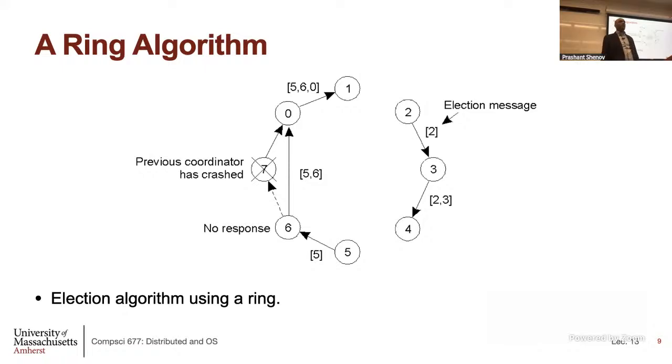Okay. The question is, what happens if there are multiple failures at the same time? So this is all part of how to maintain a ring, which is not really part of the election algorithm. But if you have a ring topology, the fundamental part of that ring topology is to maintain the ring when nodes fail, right? So there could be many approaches. I gave you one example.